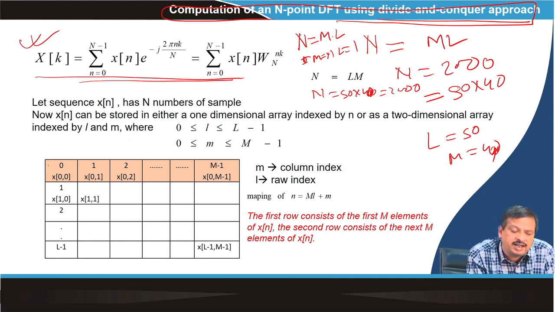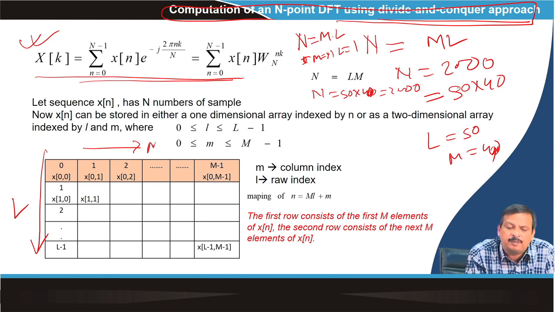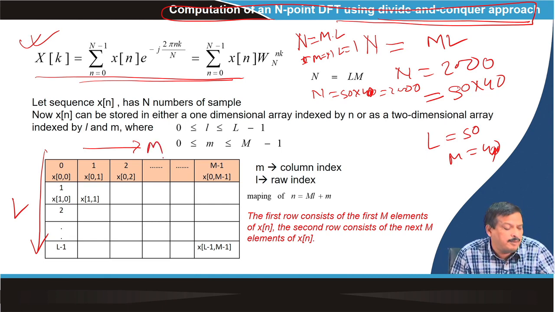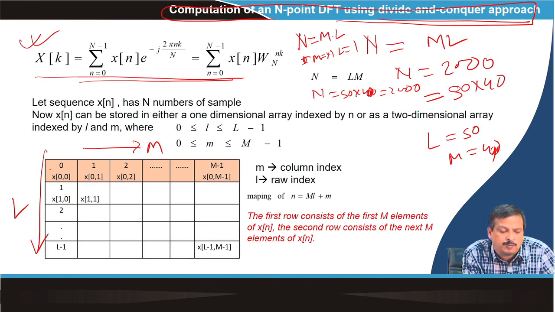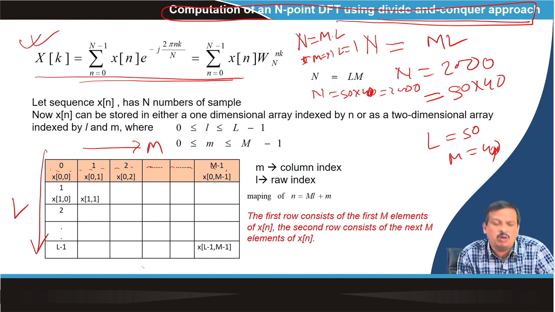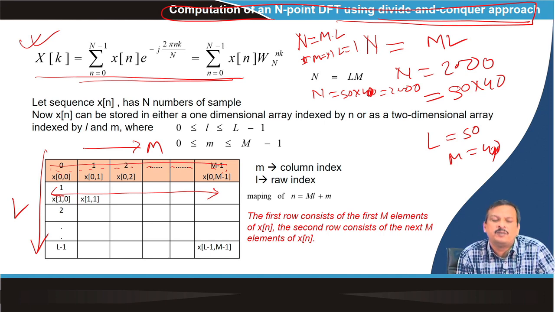Can I store the data in a two-dimensional array? This axis is L and this axis is M. So, how do I store it? I have n number of samples. So, I said the first m samples occupy the first row. So, the 0th sample to the (m minus 1)th sample occupy the first row. Then the m-th sample to the (2m minus 1)th sample occupy the second row, and that way up to the x of n sample.